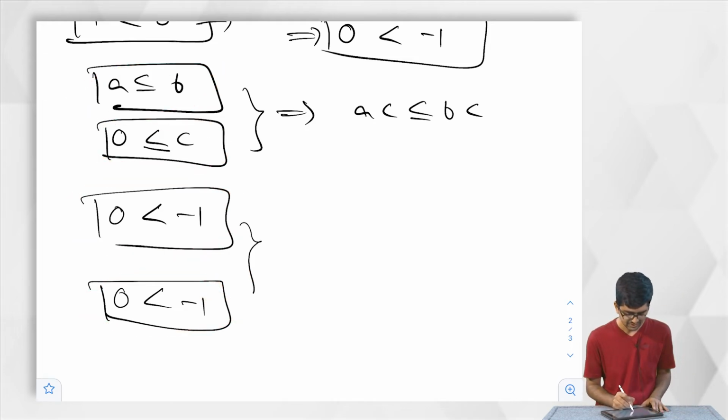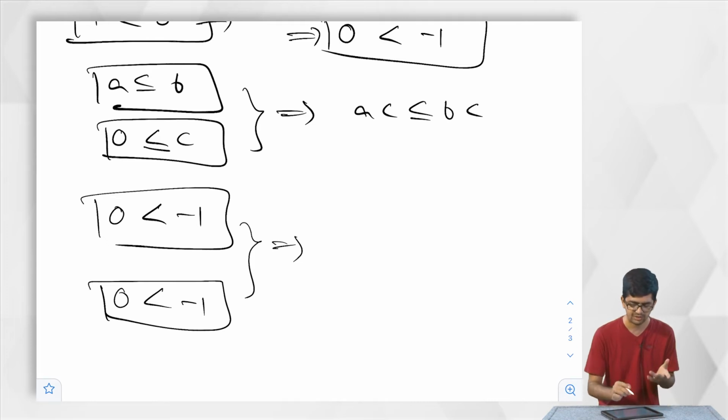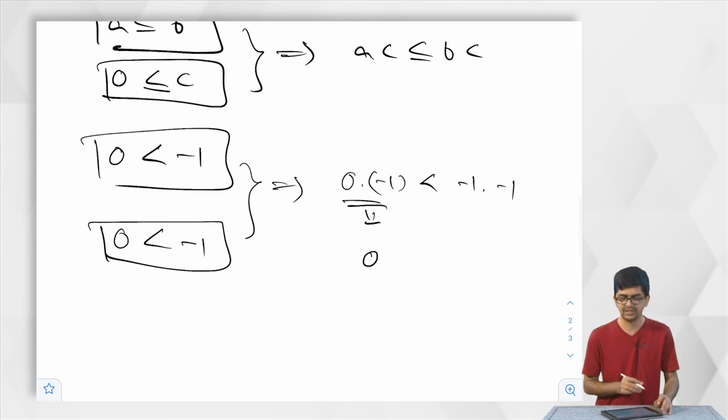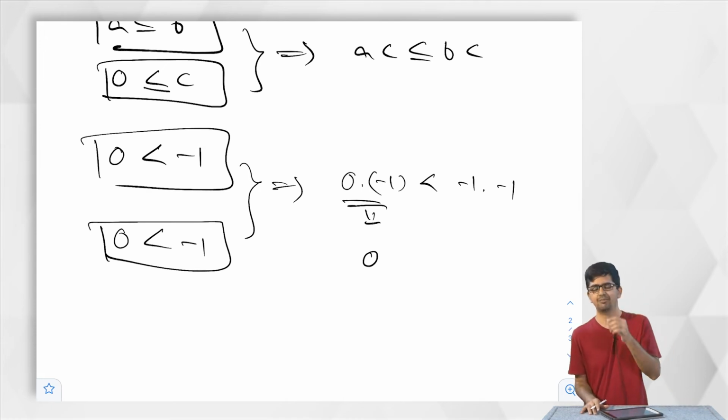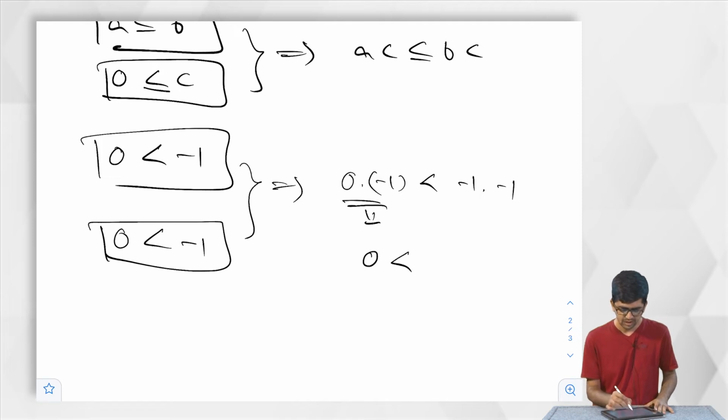So, what does this say? This says if I multiply by minus 1 on both sides, this inequality should remain the same, there should not be any difference. So, what do we have? 0 times minus 1 is less than minus 1 times minus 1, right. Now, this is same thing as 0, that is the property of the 0 element. If we multiply 0 by any element, I am supposed to get 0. So, 0 is less than minus 1 times minus 1.